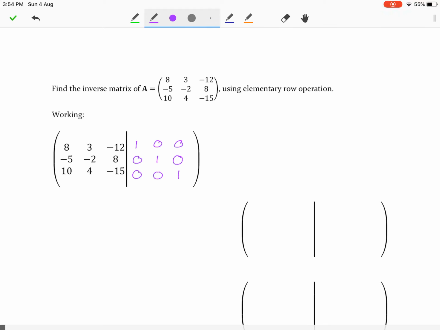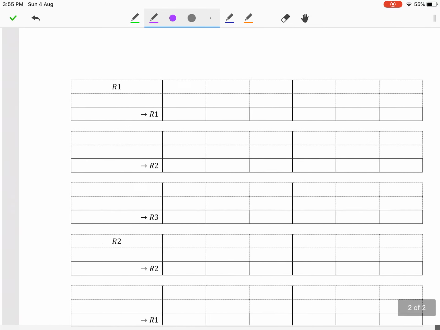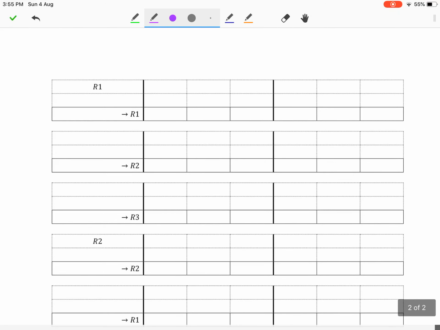The aim is to make sure that after we have done the elementary row operations, the left hand side of the augmented matrix will be the identity and the right side of the augmented matrix will be your inverse of A. So let's rewrite this using this grid. In the first row you have 8, 3, negative 12, 1 0 0. So what is the aim?